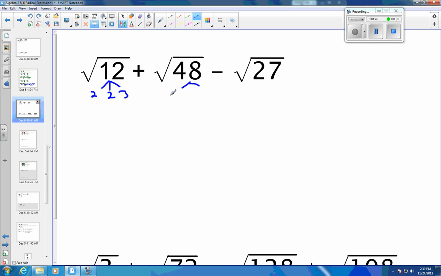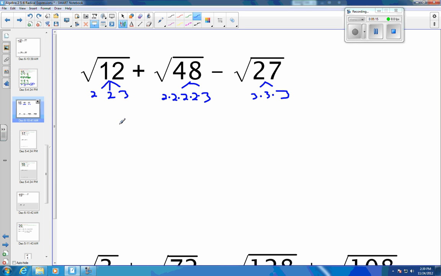48. 48 is 2, which would make it down to 24, times 2, which would make it down to 12, times 2, which would break it down to 6, times 2, and then times 3. So 2 times 2 is 4, times 2 is 8, times 2 is 16, 16 times 3 is 48. And then 27 is 3 times 3 times 3. So there's my prime factorizations of these.